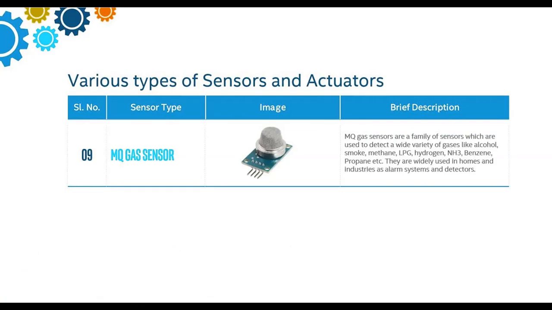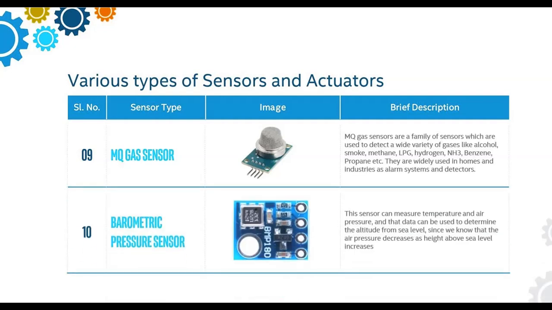Next we have the MQ2 gas sensor. MQ2 gas sensors are used to detect a wide variety of gases like alcohol, smoke, methane, LPG, hydrogen, NH3, benzene, propane, etc. They are widely used in homes and industries as alarm systems and detectors. So by using this, we can detect numerous gases. We can design a circuit for protection of industry, for protection of home automation systems, and various other applications of this particular sensor.